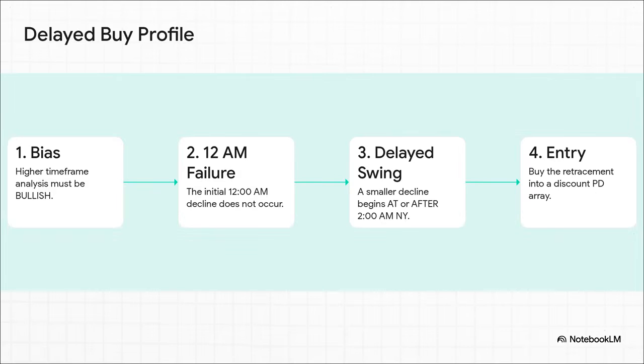And you guessed it, if that 12 a.m. drop never happens, we start looking for the delayed buy profile. Price might just drift sideways or even a little bit up after midnight. The signal you're waiting for is a new decline, that delayed Judas swing that begins at or after 2 a.m. New York time. That's where you would look to buy that retracement into a discount price level.